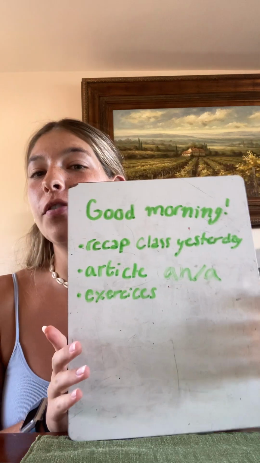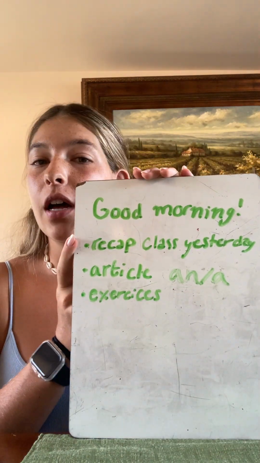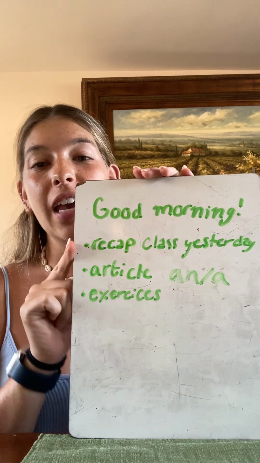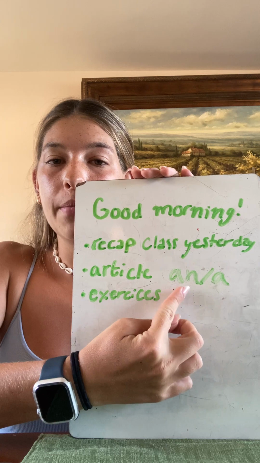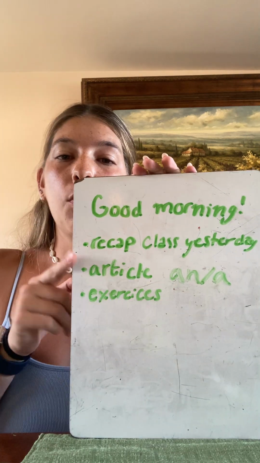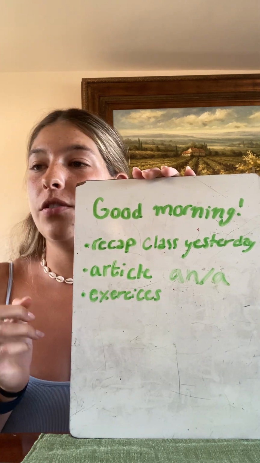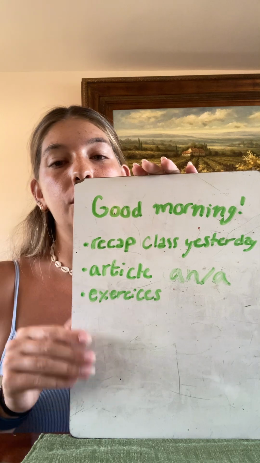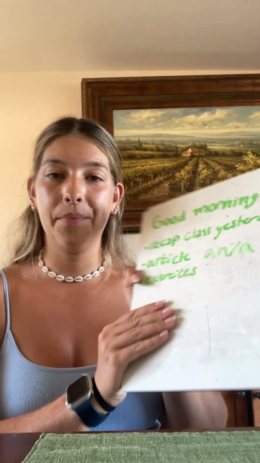So here's the plan for today. First of all, we're going to do a little recap of what we learned yesterday in our class together. Then we're going to talk about articles, "an" and "a", and how to use them. And once we've talked about the theory, we're going to put it into practice. We're going to do some exercises together, and you're going to do some by yourself to make sure that you understood the theory of today.